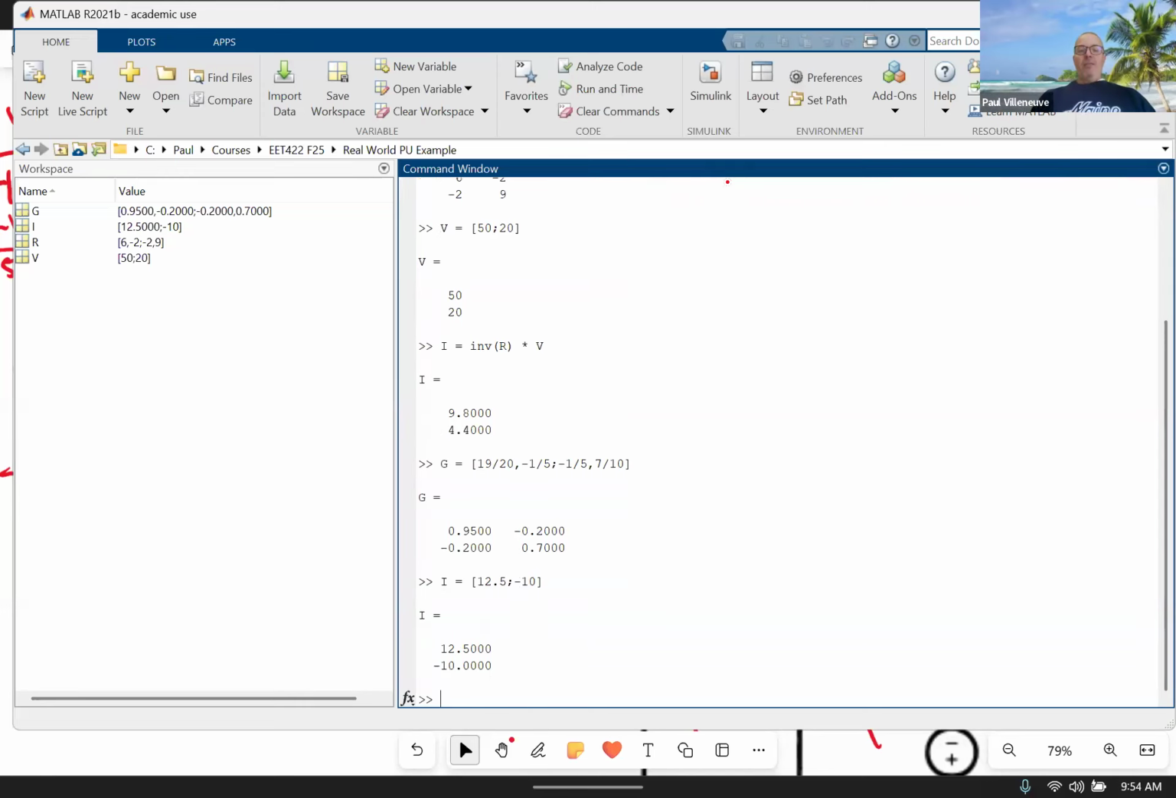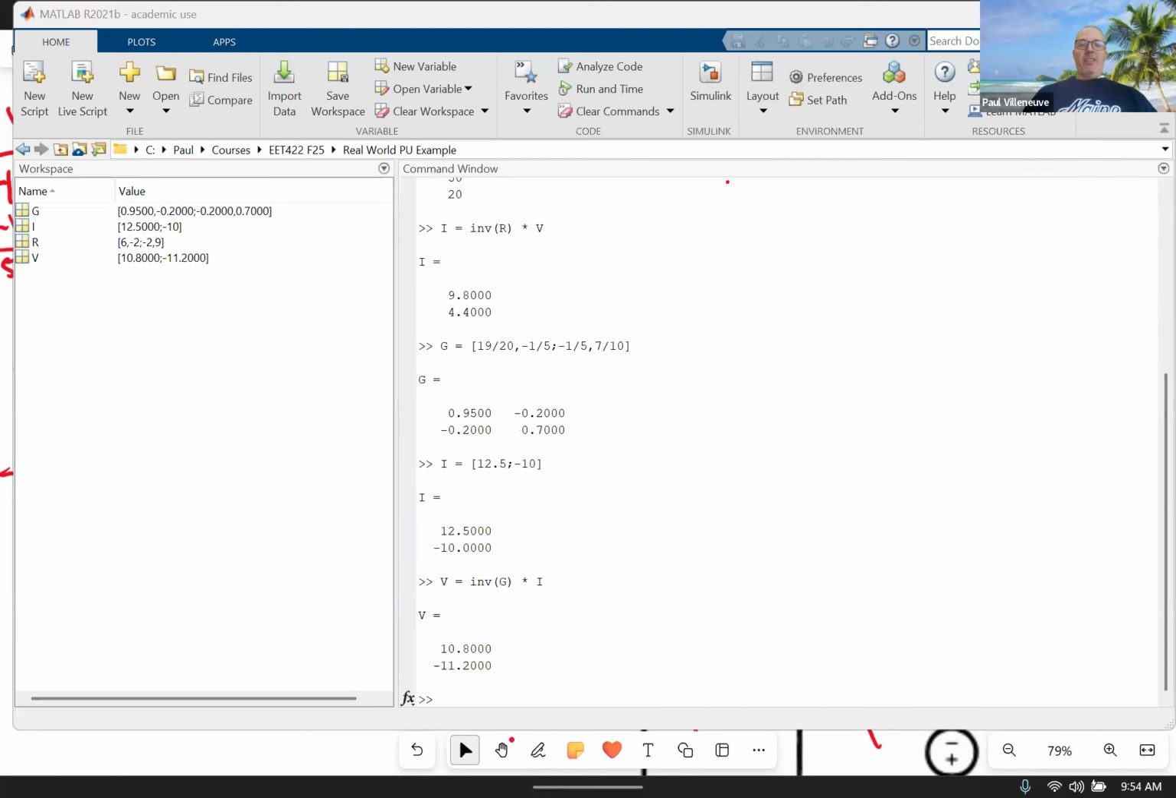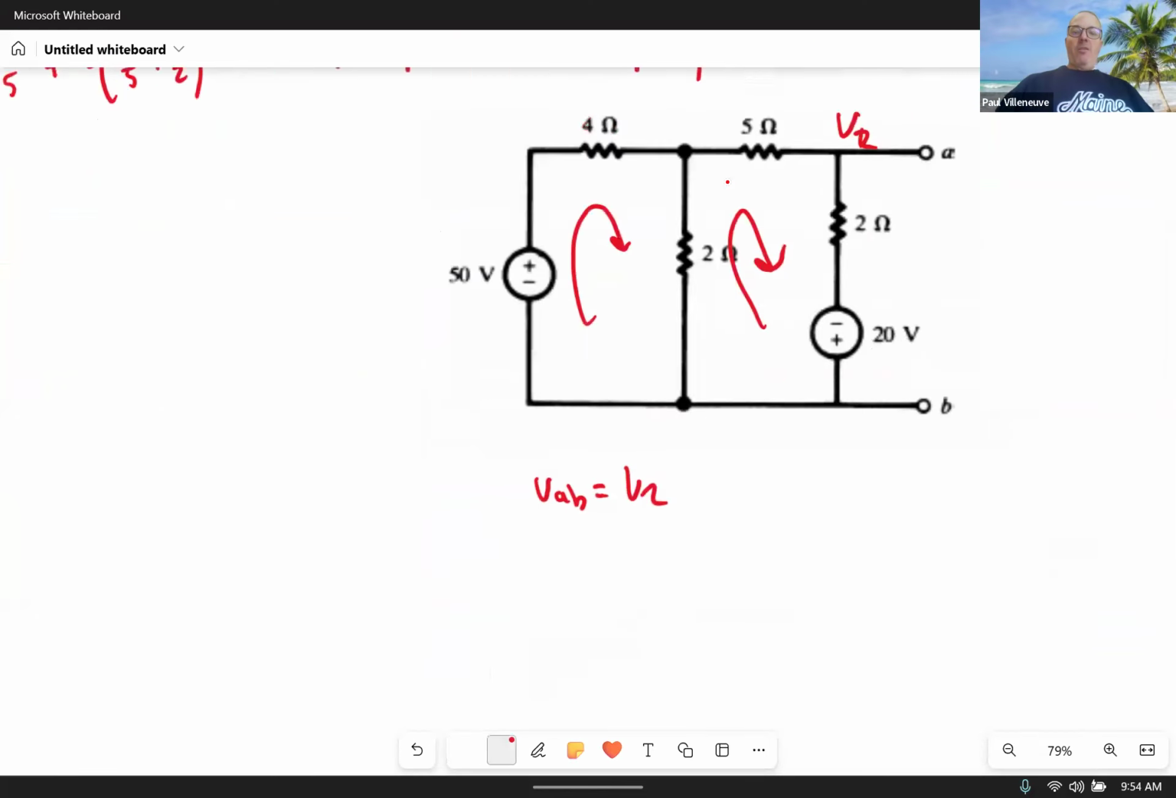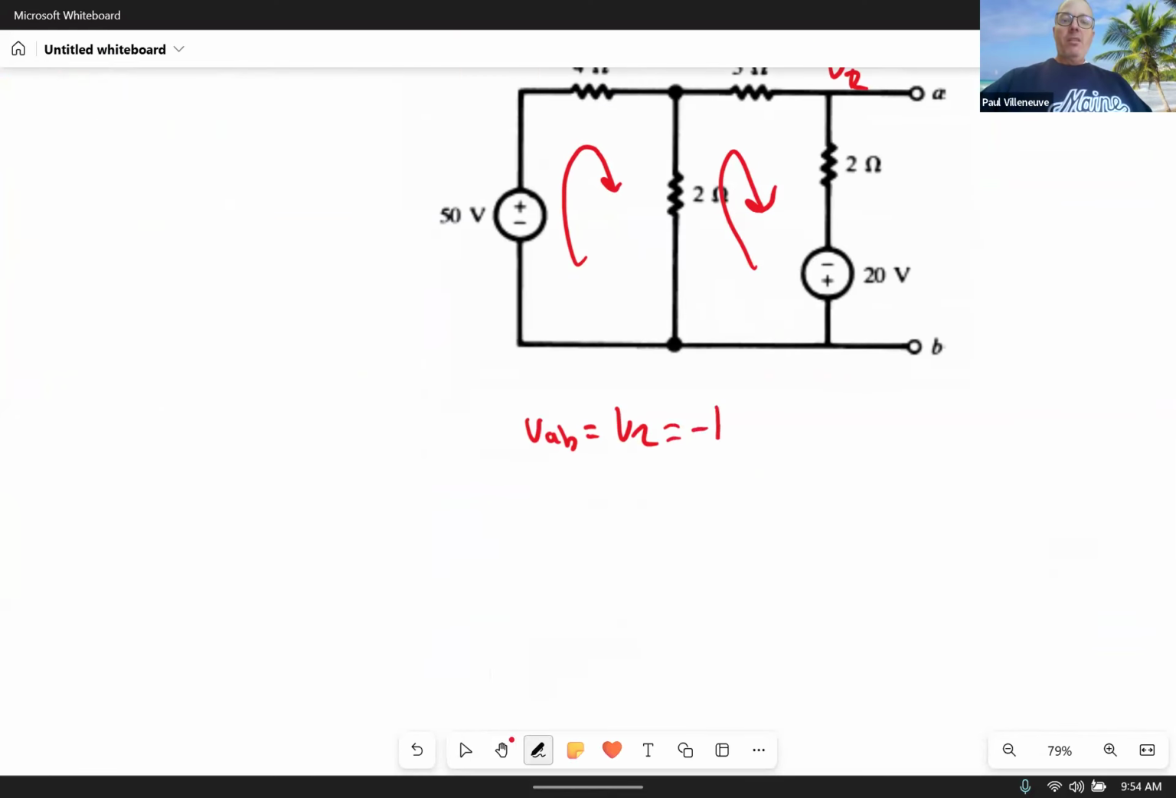And so now my V matrix is going to be equal to the inverse of G times my I matrix. So I get 10.8 and negative 11.2. So that's negative 11.2 volts. That is V Thevenin.